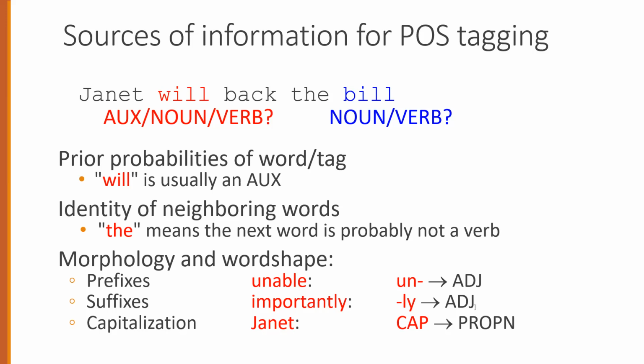Another source is the neighboring words. The usually precedes adjectives and nouns, not verbs. And the final is the makeup of the word itself. The prefix "un" often indicates an adjective. The suffix "ly" is almost always an adverb, and capitalization is a strong hint of proper nouns.